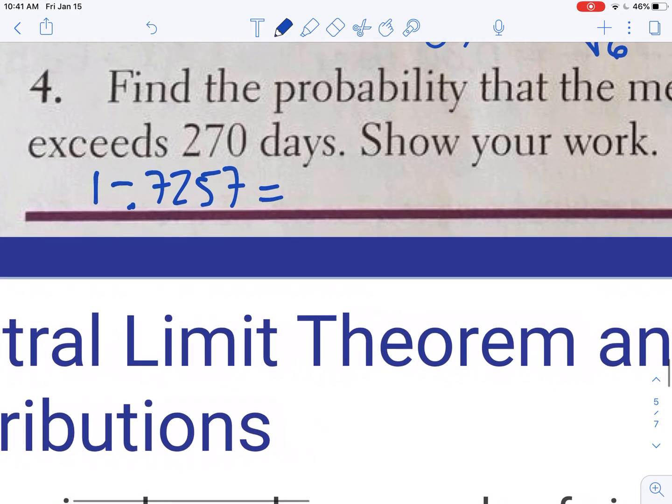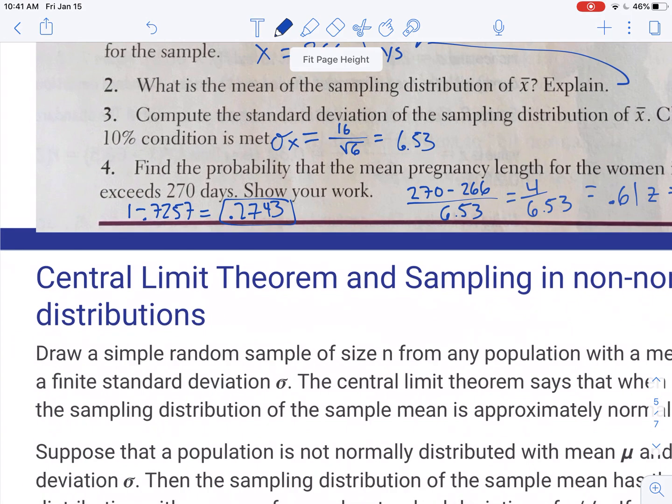And that means that there is a 0.2743 probability that if we took a group of 6 women and took the average of the length of their pregnancy, it would be above 270 days. So that's still a pretty good probability. That means we shouldn't be shocked if we have a group of 6 women and their mean pregnancy length was, let's say, 271 days.